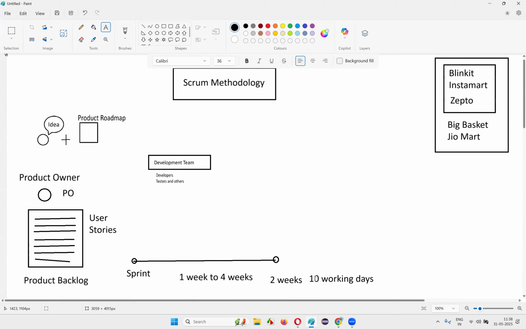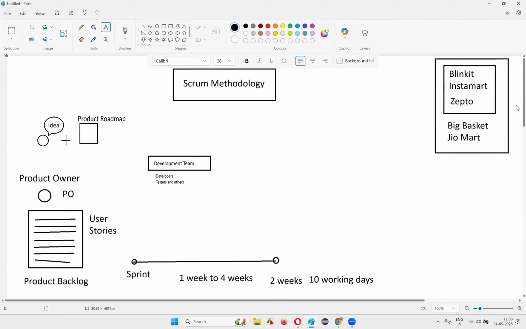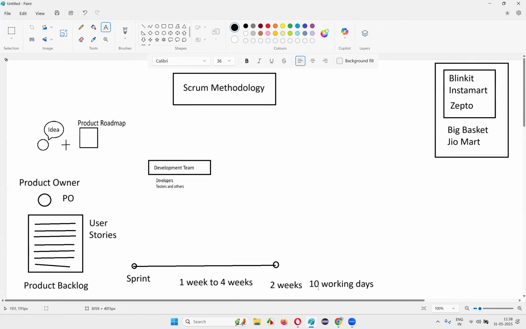Okay, 10 working days, because Saturday and Sunday will be the weekend, right? We as software engineers will not work on weekends. So, Monday to Friday. That means 5 plus 5, that is 10 working days will be there. So this is a sprint. Generally, depending on the client and the projects where people are working, the sprint duration can be 1 week to 4 weeks.